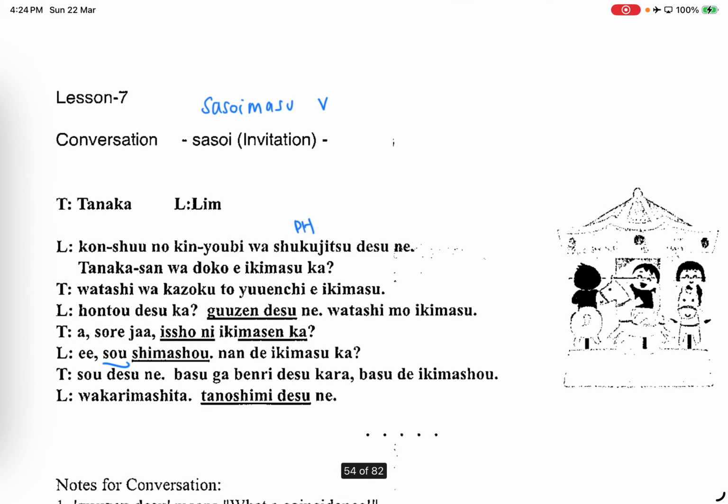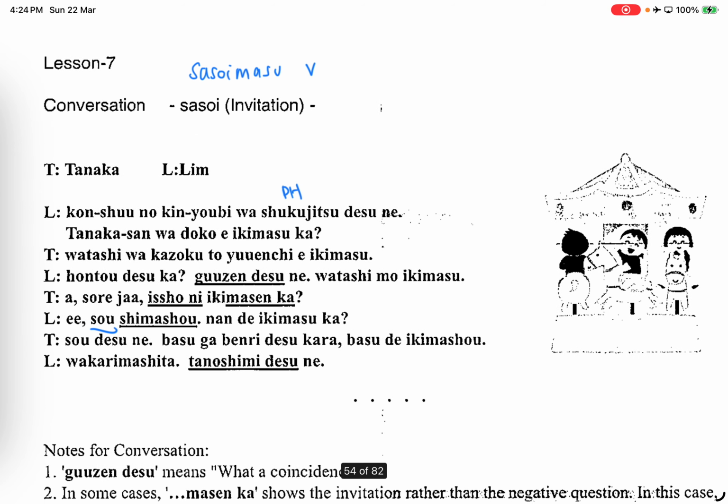So far so good. Any questions? No question. We go on to the next page. Lesson 7 conversation. Okay, so lesson 7 conversation, it says sasoi. Sasoi is simply invitation. So sasoi without the masu is a noun. If you want a verb version, it's sasoimasu. Sasoi without the masu just means invitation. If you want to say to invite, it will be sasoimasu.